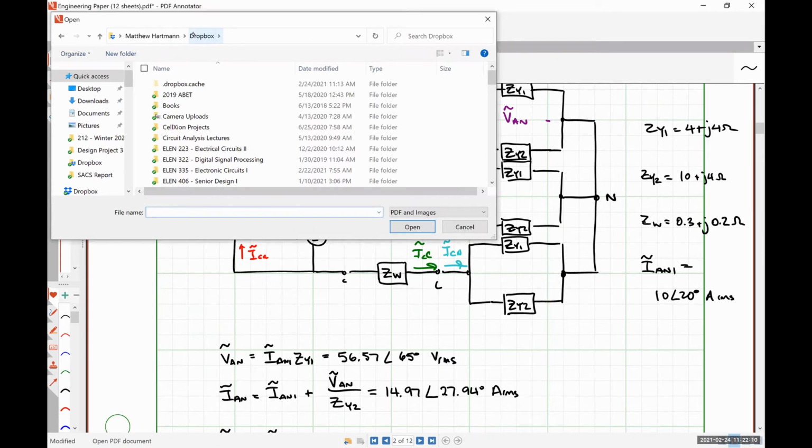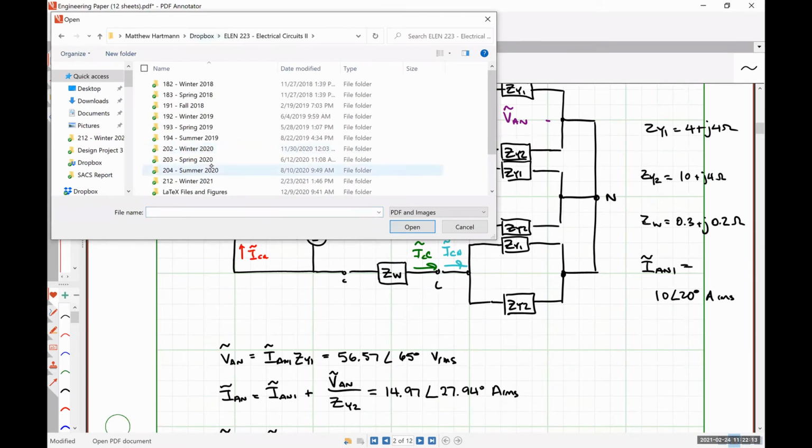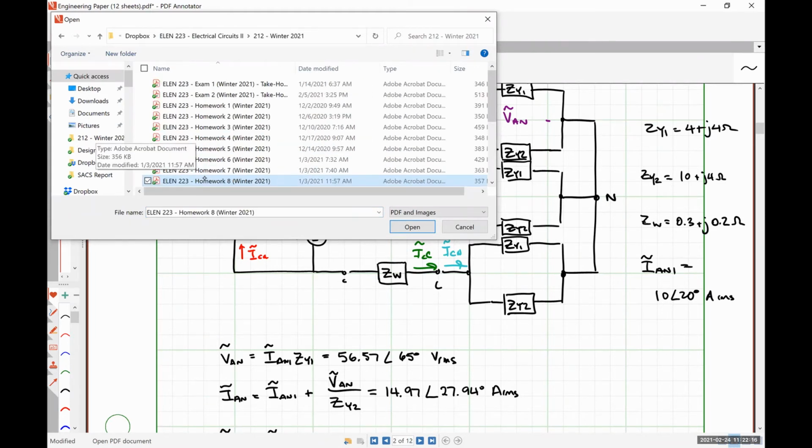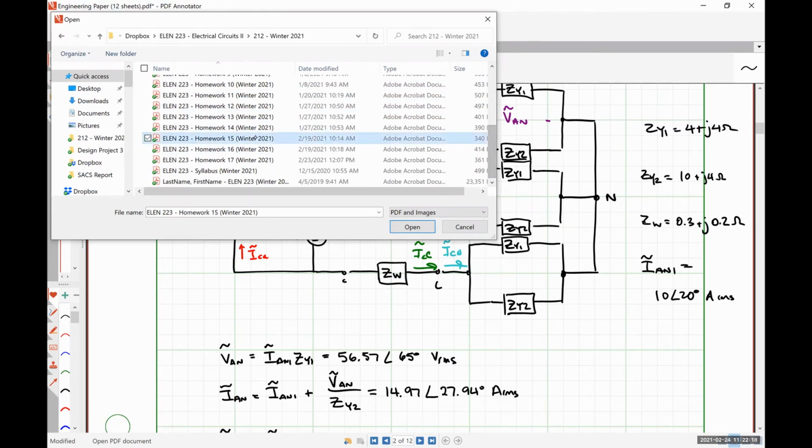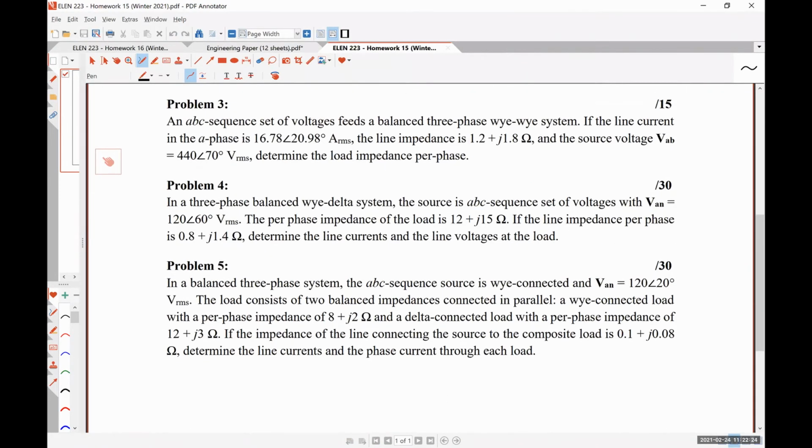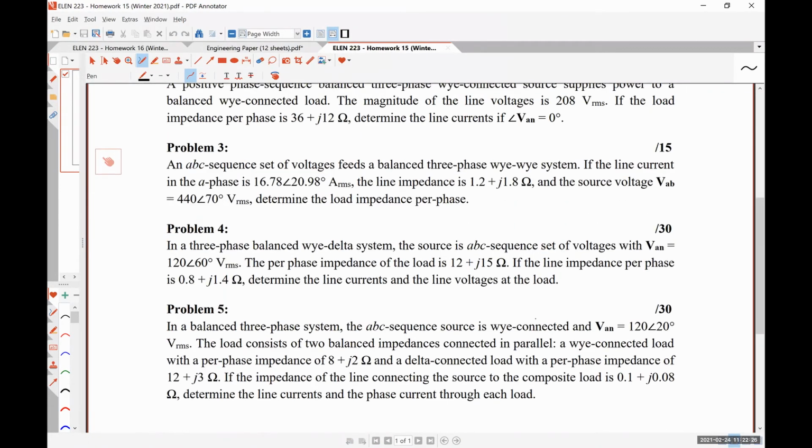Let me hold on. Winter 21, homework 15, problem 3, you said, right? All right, so we have a YY system, but I want the source voltage. Oh, and you're given the source voltage VAB. So that is the line to line voltage, not the line to neutral voltage, not the phase voltage.